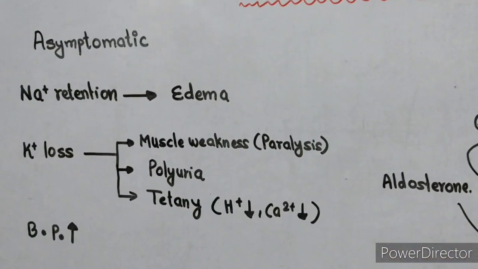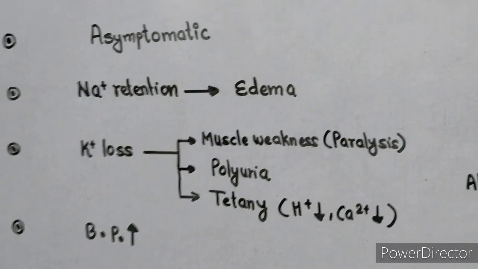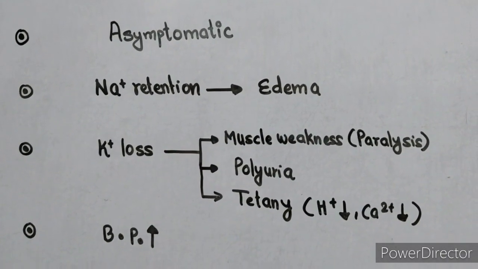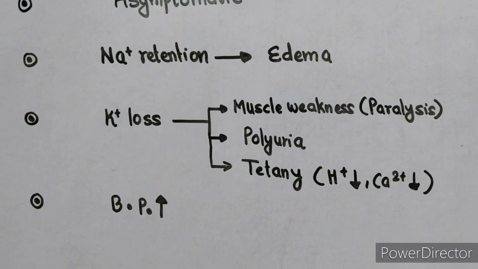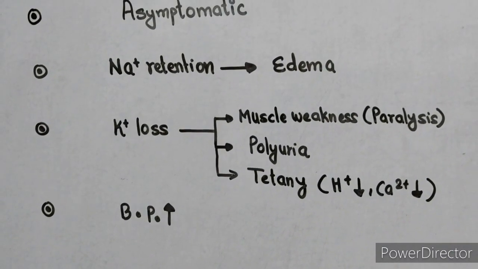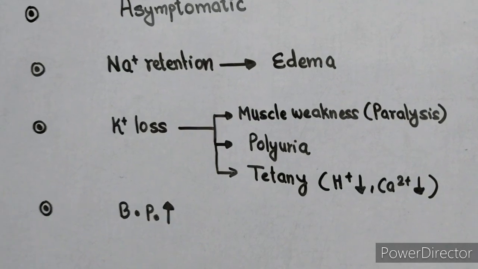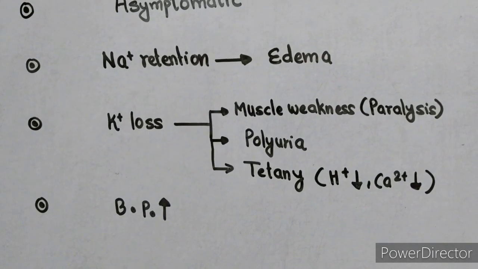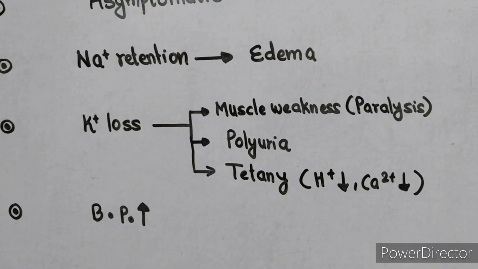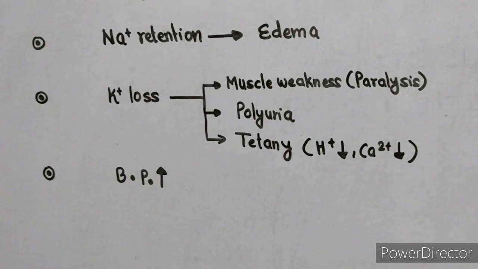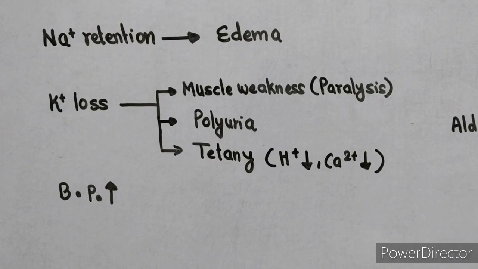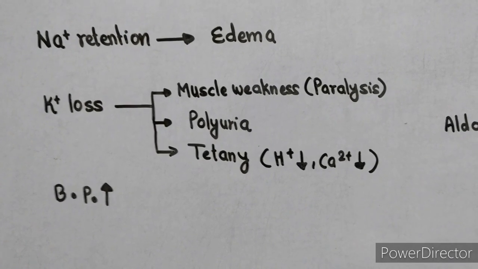Usually the patients of primary hyperaldosteronism are asymptomatic, do not show any symptoms, but they may show the features of sodium retention. Because of sodium reabsorption, there is also reabsorption of water. It will expand the extracellular fluid volume and plasma volume to cause edema. There is potassium loss, that is hypokalemia. Hypokalemia causes muscle weakness and sometimes paralysis.